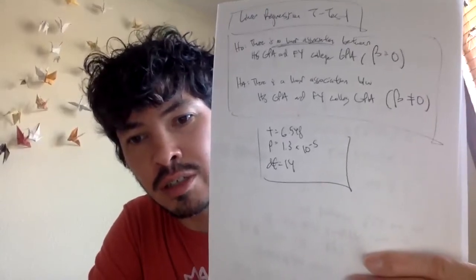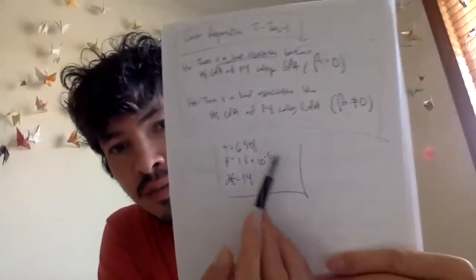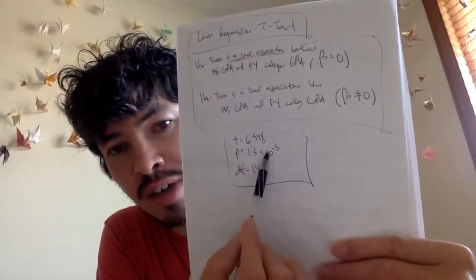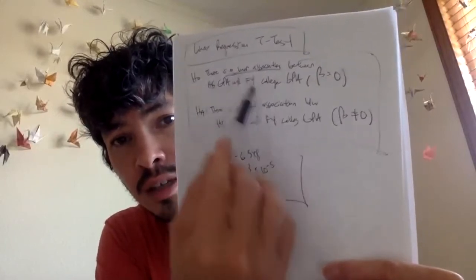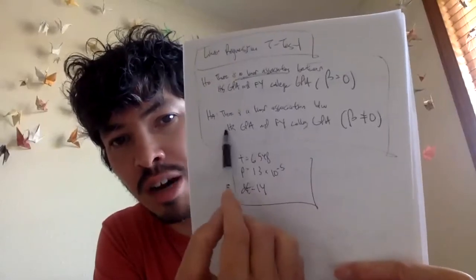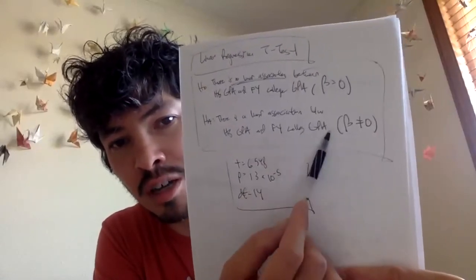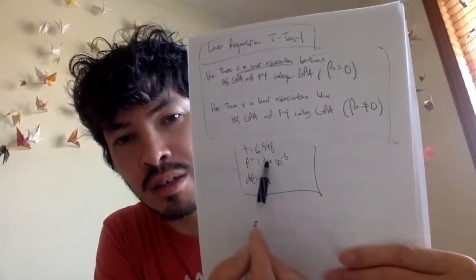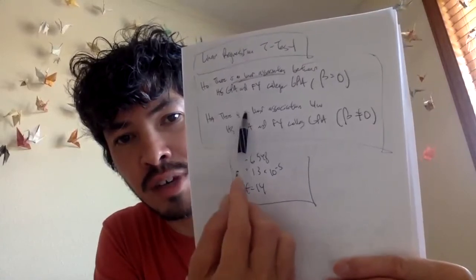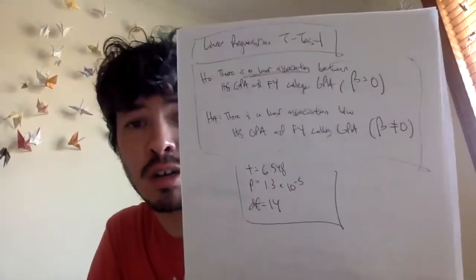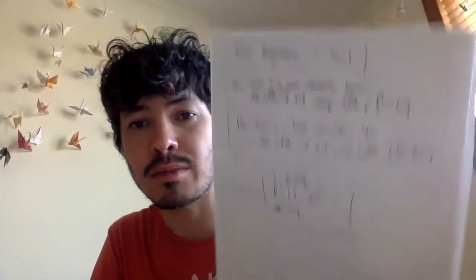So what would we conclude? We would say with a p-value so low, 1.3 times 10 to the negative 5, we reject the null. There is sufficient evidence of a linear association between your high school GPA and your freshman year college GPA. So again, with a p-value so low, we reject the null. There is sufficient evidence of a linear association between high school GPA and freshman year college GPA. And that is it. That's chapter 27.